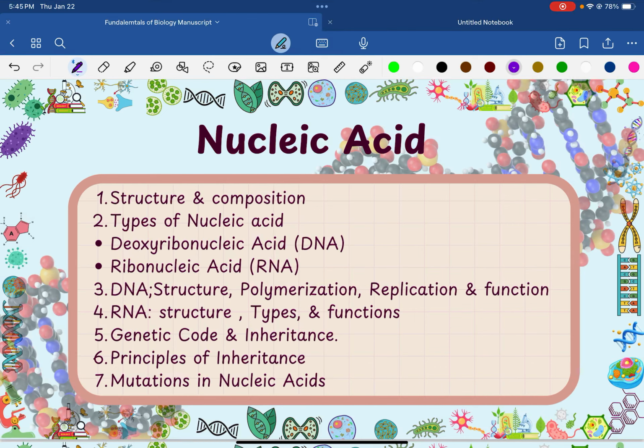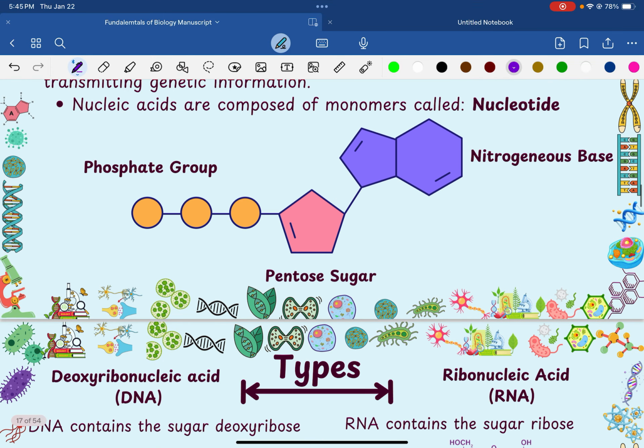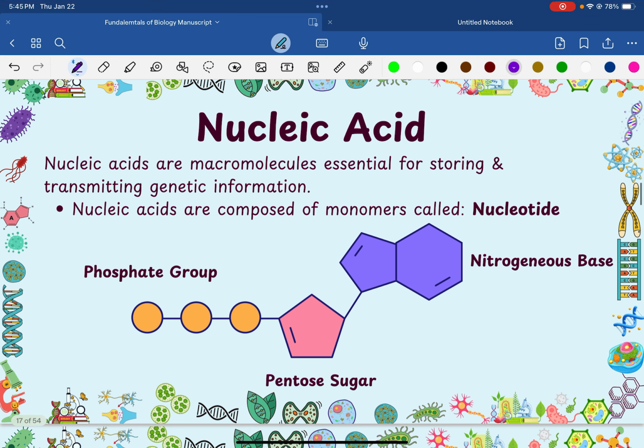Today we will discuss nucleic acids, which are essential biological macromolecules responsible for storage, transmission, and expression of genetic information in all living organisms. In this chapter, we will study structure and composition of nucleic acid, types of nucleic acid, we will discuss DNA and RNA, structure of DNA, structure of RNA, genetic code, principle of inheritance, and mutations in nucleic acid.